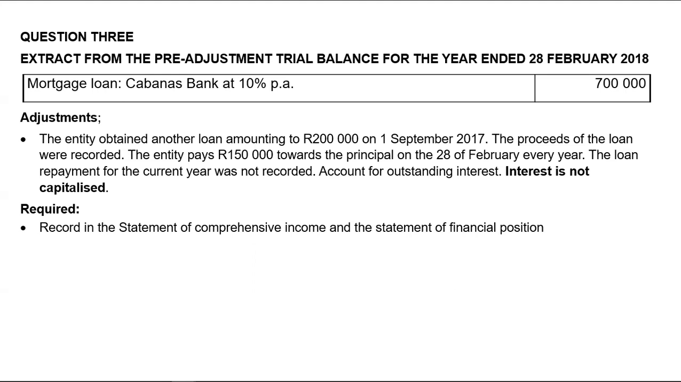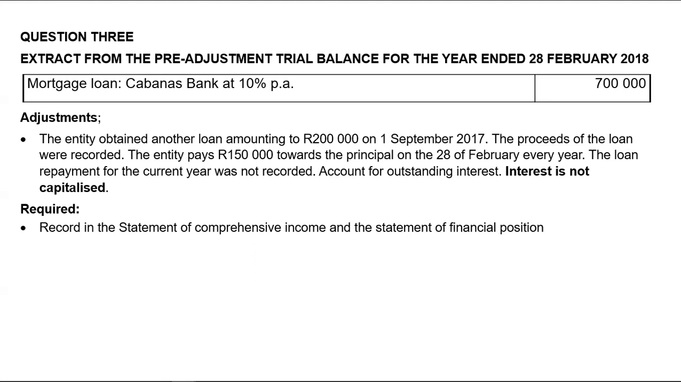And then they say the loan repayment for the current year was not recorded. So that 700,000 does not exclude this 150,000, which was made right at the end of the financial year on the 28th of February 2018. That was not recorded. And they say to account for outstanding interest. So even though we are making payments of 150,000 towards the capital amount, we still might have outstanding interest.